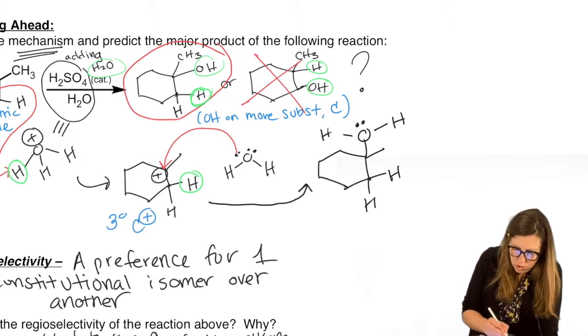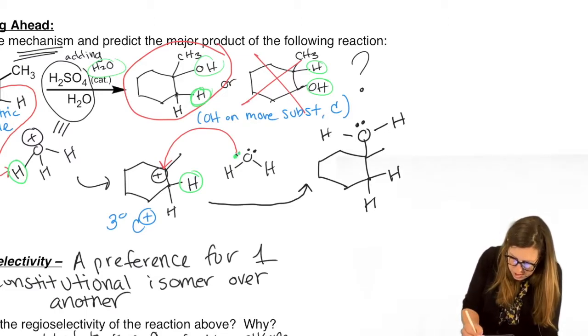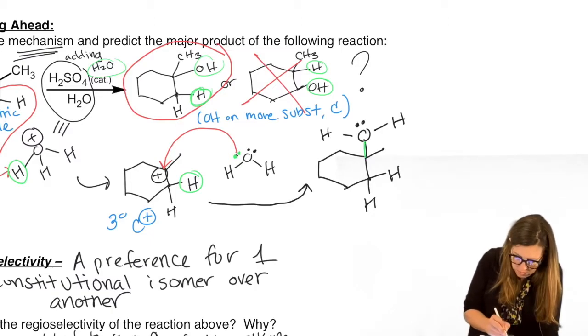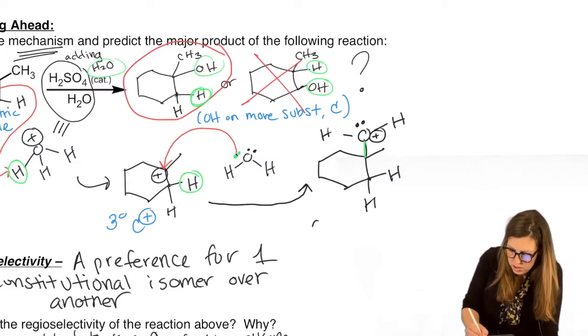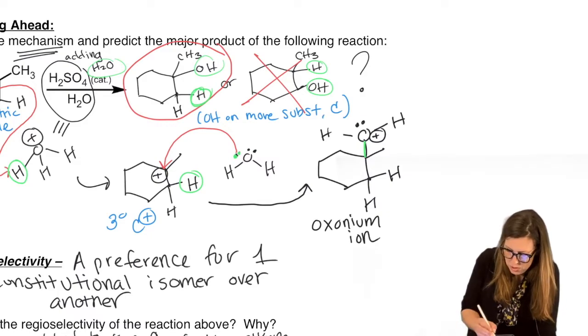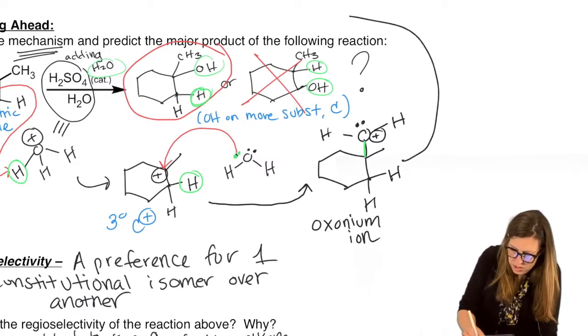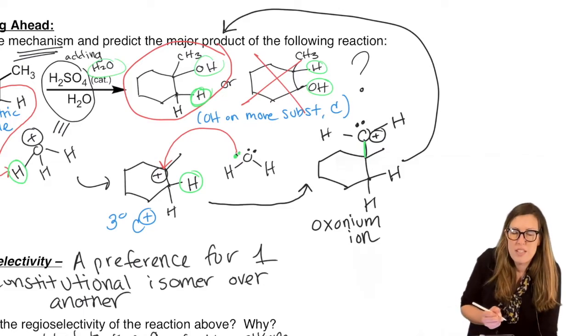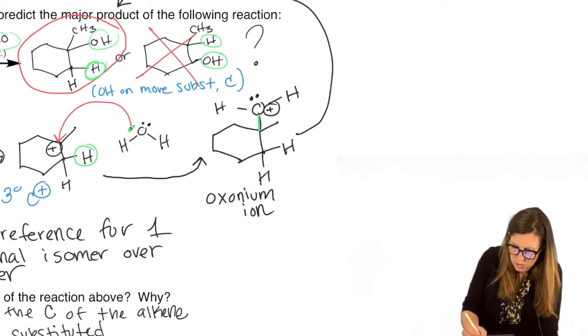So notice this lone pair that was here was used for bonding. It's now here, right? So we have an oxonium ion, 3 bonds to oxygen. That's a common intermediate when water's involved or making an alcohol of any sort. So we just have to neutralize. We've done lots of acid-base proton transfer reactions. That's what we're doing next.